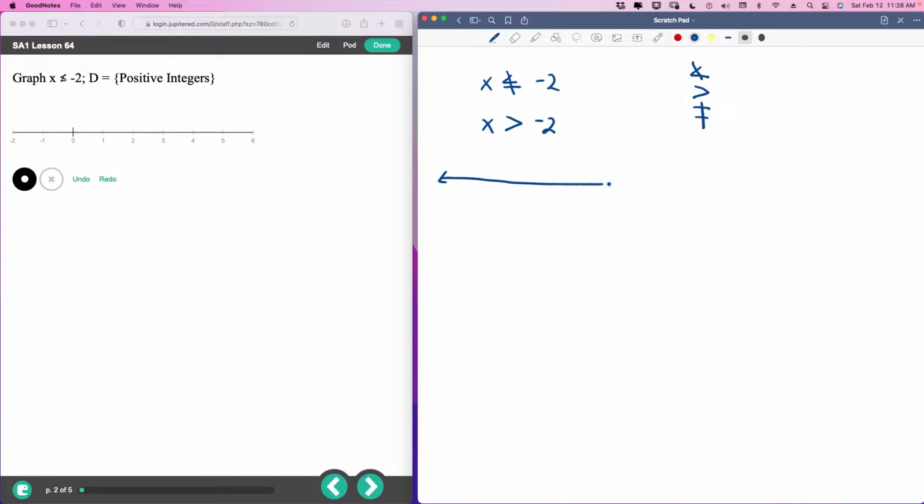So we draw a little number line. Actually, I'm just going to graph it over here in the pod instead of trying to worry about graphing it over here. But before we can graph it, we have to take into account our domain. And our domain equals positive integers. All right, that's what this says. The domain equals positive integers. So because it's integers, it can only be those little numbers on the line, right? On the little tick marks.